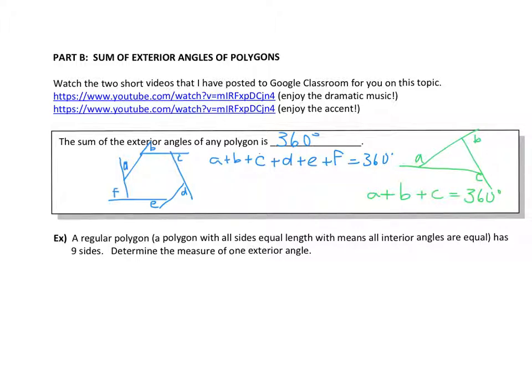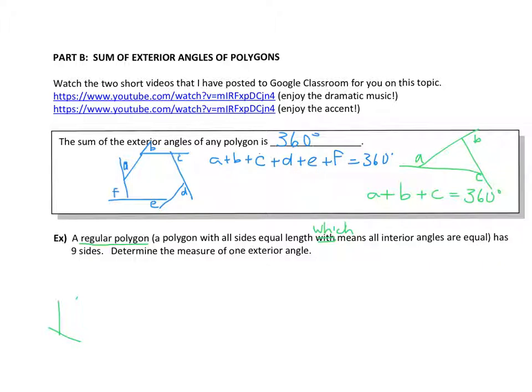So our example here is a regular polygon. Now regular, we put this on our pink definition sheet the other day, is a polygon with all sides equal in length, which means all the interior angles are equal as well. That regular polygon has 9 sides. So in our polygon we're going to have 9 sides. I'm not very good at drawing a 9-sided figure, and this is definitely not going to look regular. Anyway, let's erase that.